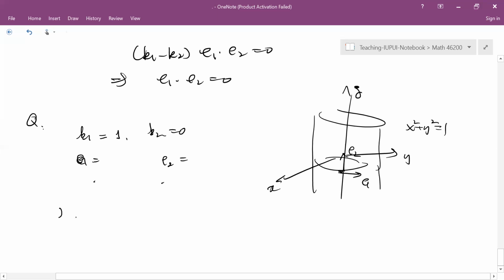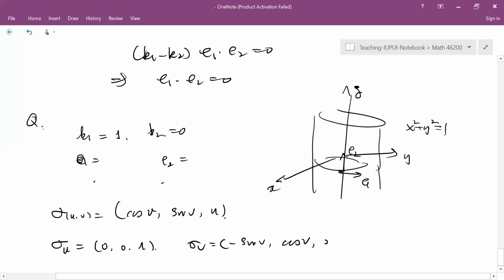So if we parameterize, it's cosine V, sine V, and U. Then sigma U is going to be 0, 0, 1. Sigma V is going to be negative sine V, cosine V, and 0. So I think it's better to switch the order. Let's say K1 is 0, K2 is 1. So E1 is going to be sigma U, and E2 is sigma V.